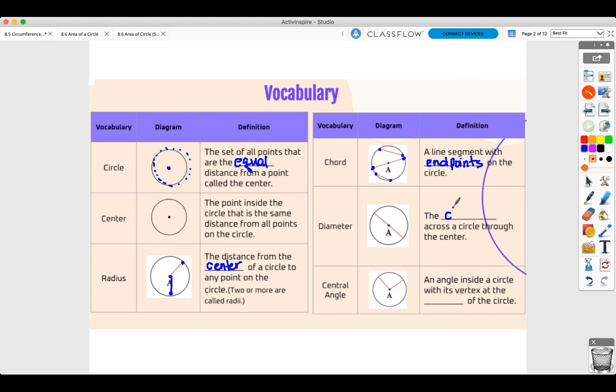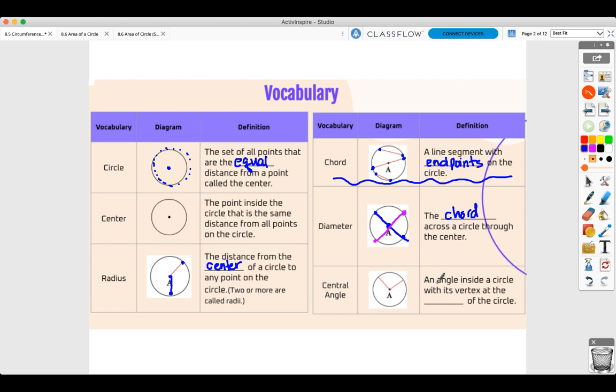A diameter is a chord, so it is one of these right here that goes through the center. So it goes from one end of the circle to the other, passing through the center. Another diameter would be from here, passing through the center all the way to the other side, okay?